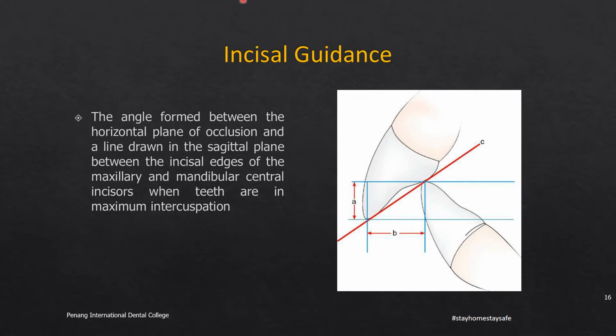Next up is the incisal guidance. Incisal guidance is the angle formed between the horizontal plane of occlusion, that is, this is the horizontal plane, and the line drawn in the sagittal plane between the incisal edges of the maxillary and the mandibular teeth in maximum intercuspation. So this is the incisal guidance, that is, between the occlusal plane and the occluding surfaces of the maxillary and mandibular anterior teeth. So this is our incisal guidance.